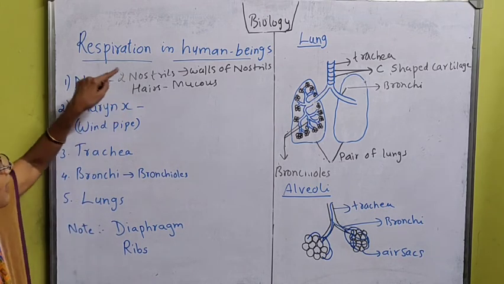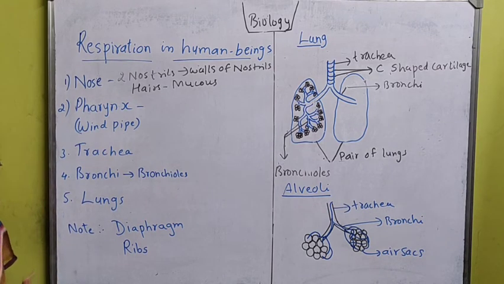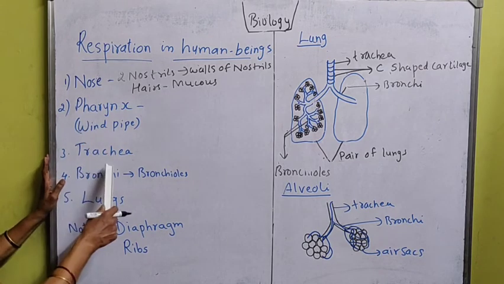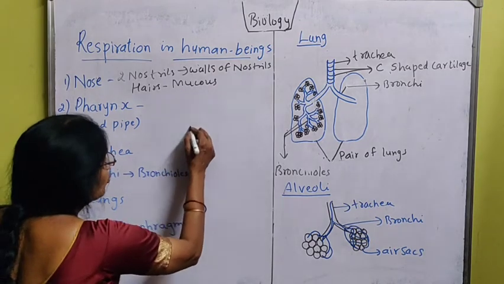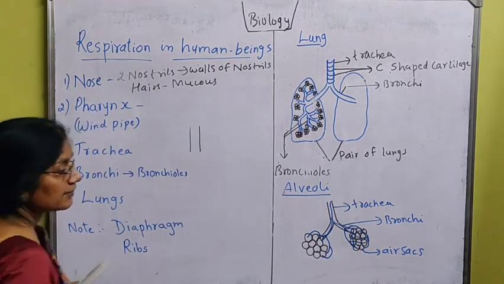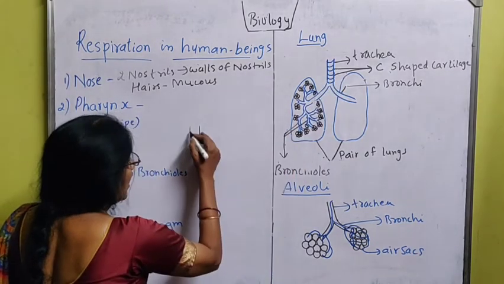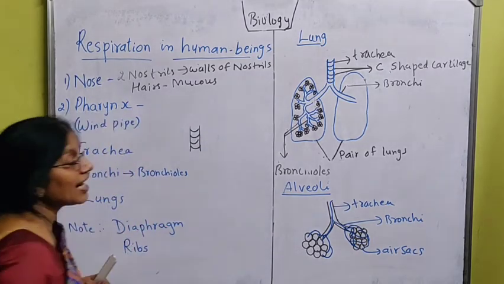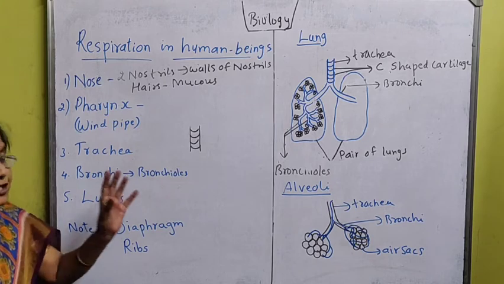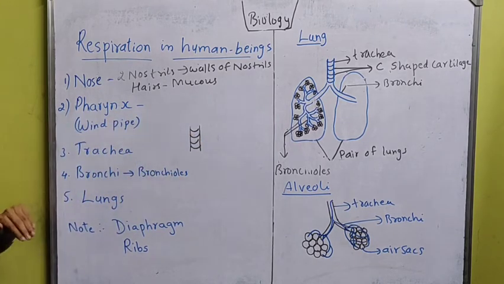So what happens? The air from the nose passes to the pharynx. Very important, remember that. Then this pharynx is connected to the trachea. It is also a tube-like structure. It has C-shaped cartilages, because it is a tube, it should be protected. So for protection purposes, cartilages are there.